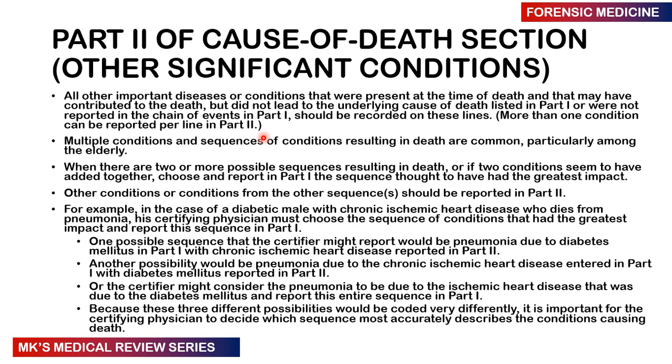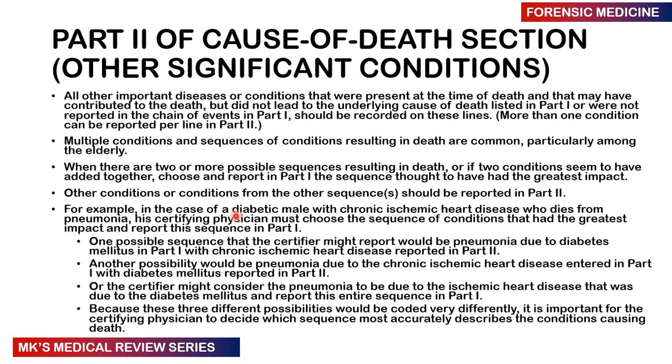When there are 2 or more possible sequences resulting in death, you must pick the one that has the greatest impact. Okay, I'll give you an example. This can sometimes be very confusing, for example, if someone has more than one condition that is very significant. So here's an example. Suppose we get a patient, and this patient is a diabetic male that has chronic ischemic heart disease, and then eventually they die from pneumonia. Now when the certifying physician chooses to fill in part 1, there are 3 possible ways in which this person can fill this in.